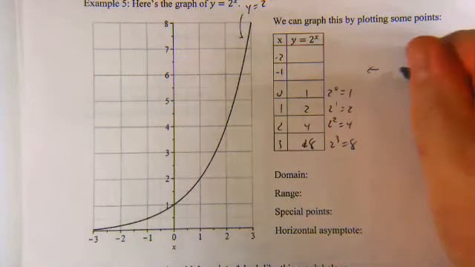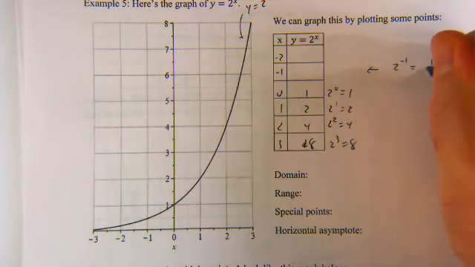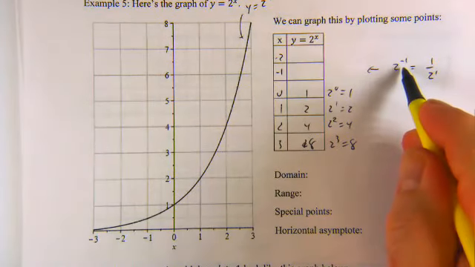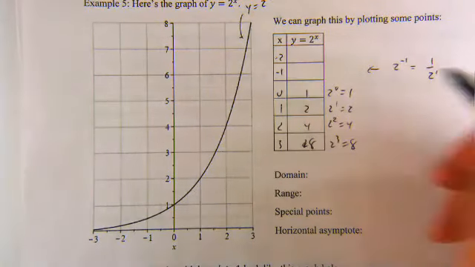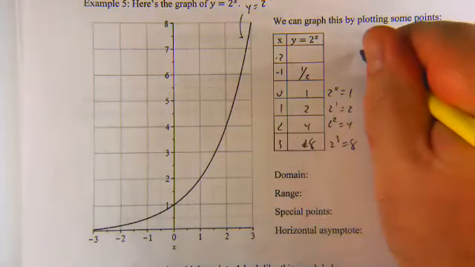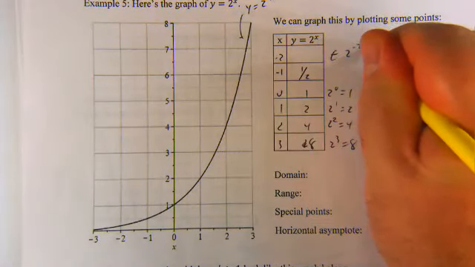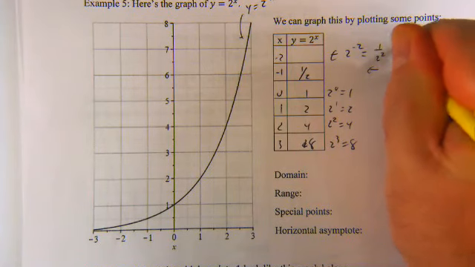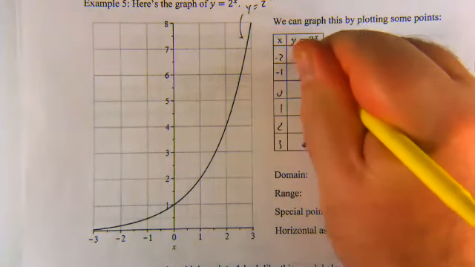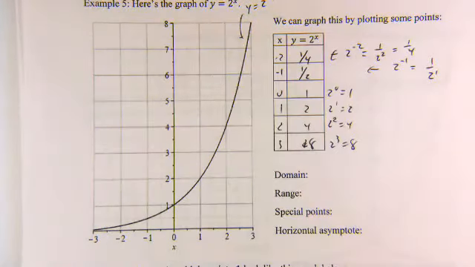Remember that 2 to the -1, right? The negative power means put it down into the denominator. So 2 to the -1 is 1/2. 2 to the -2 is 1 over 2 squared, which is 1/4. So those are various points.